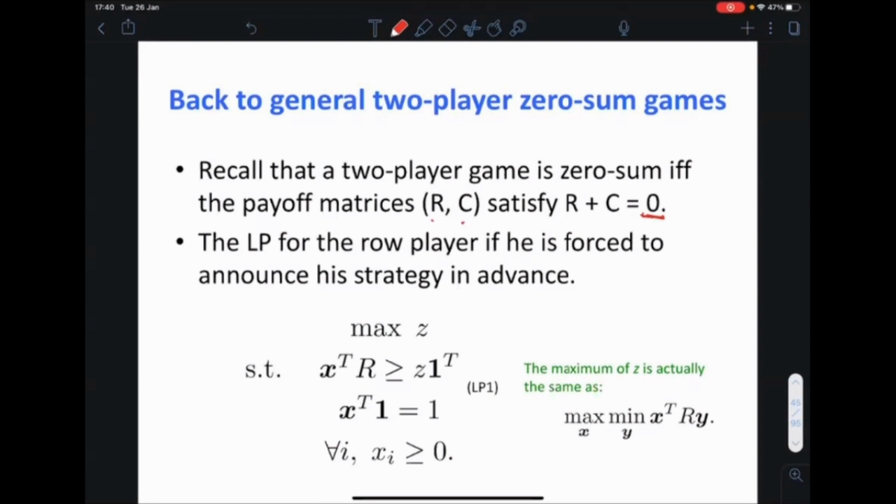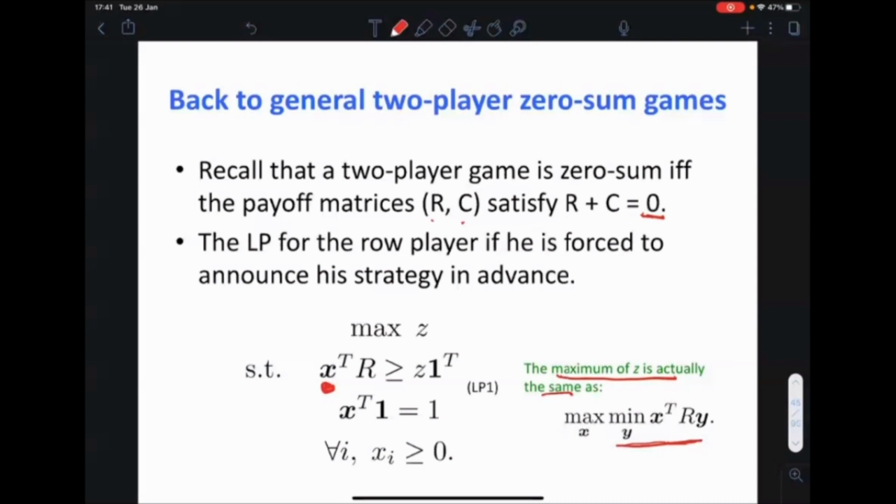So the maximum of that is, as I illustrate, actually the same as saying I want to find a solution X that maximizes a lower bound of these, which the row player is going to come out with, because the row player is going to minimize that reward, whereas the column player tries to maximize it.